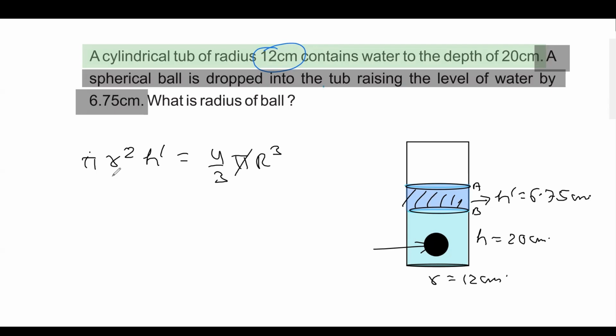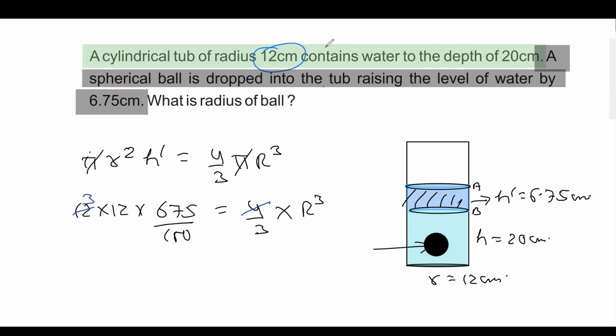So here pi and pi get cancelled. We know the radius of the base of the cylinder, which is 12, so it's 12 into 12. H dash can be replaced with 675 by 100, where I reduce this decimal into a fraction. That divided by that is equal to 4 by 3 into R cube. This is what we have to determine. So from here, I can cancel: 4 1 times, 4 3 times is 12. This is still divisible by 25, right? 25, 27 times is 675, 25, 4 times, 4, 1 times, 4, 3 times.